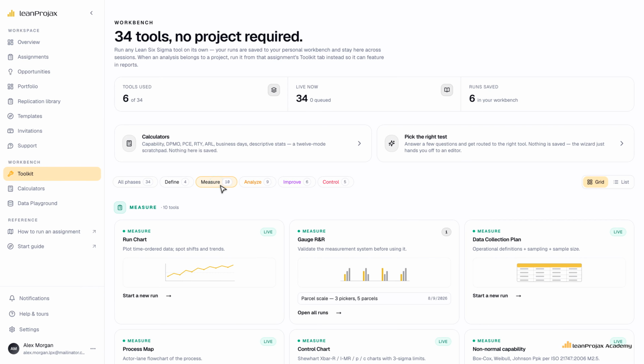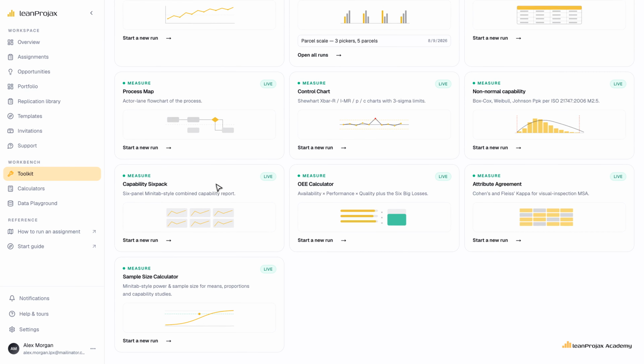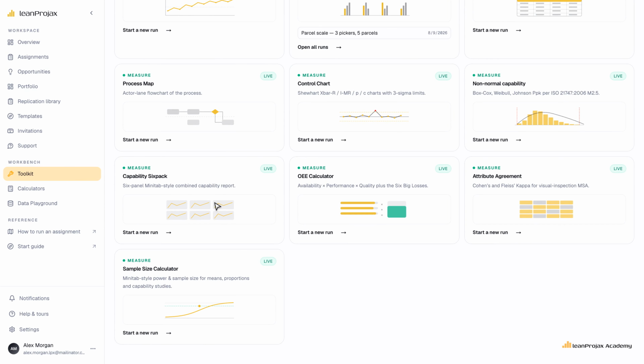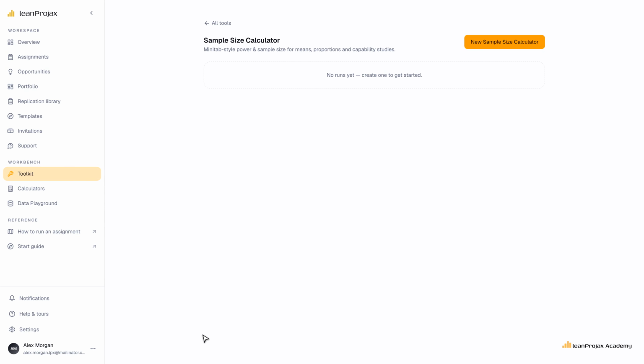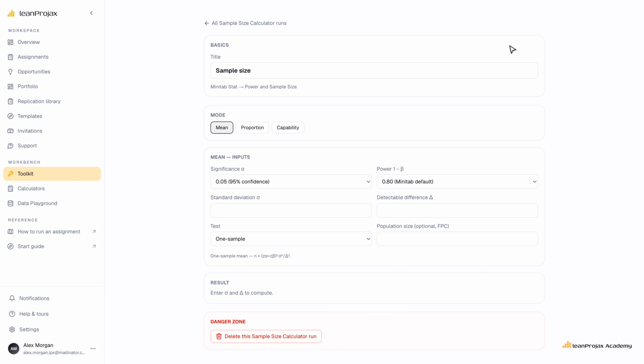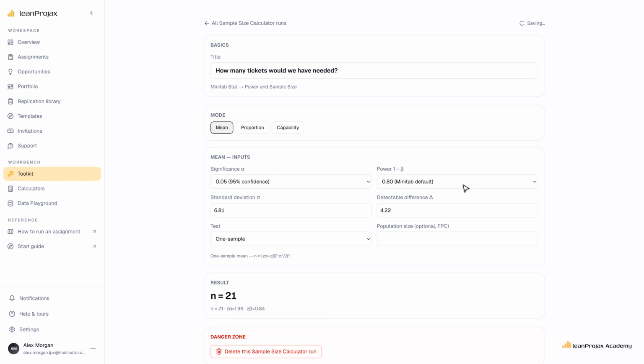Measure phase, sample size calculator. And the subtitle tells you where this sits in the wider world: Minitab, stat, power, and sample size. Mode, mean. Significance alpha, 0.05, 95% confidence. Power, 0.8, the Minitab default, which means an 80% chance of finding a real effect if one is there. Standard deviation, 6.81. That isn't a guess. It's the pooled standard deviation straight out of last lesson's ANOVA. Detectable difference, 4.22, the gap we actually observed.